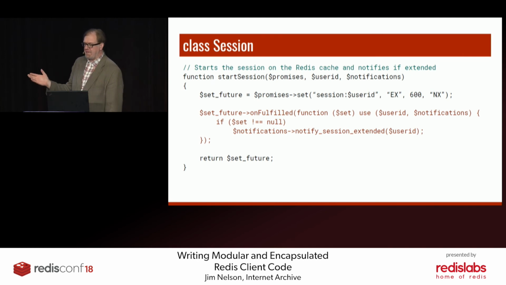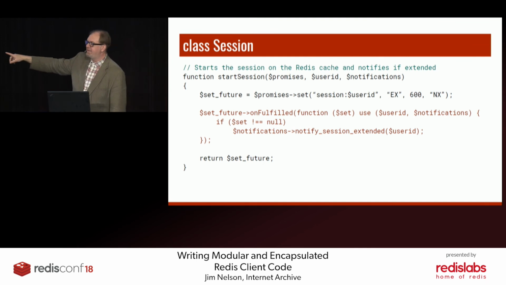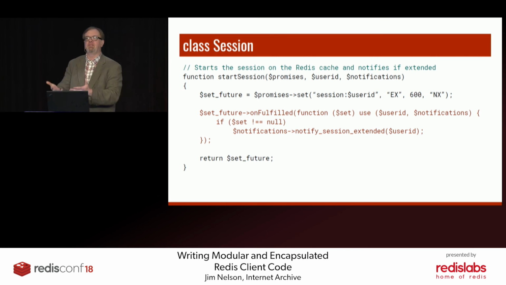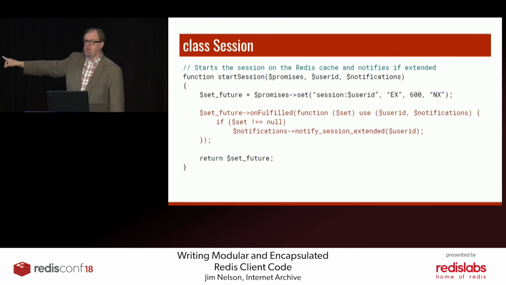And here, for example, we're starting a session. And then I didn't talk about this on the slides. I knew I was going to run out of time, but there's an onFulfilled function that allows you to schedule a function to be called when the future is fulfilled. In other words, when the future receives its final value. And here, this onFulfilled is scheduling a lambda, an anonymous function, to call a notifications object and let whoever is listening know, yes, a user has opened a session.